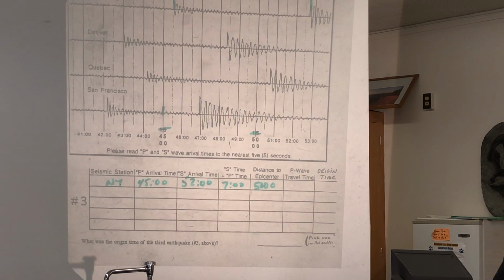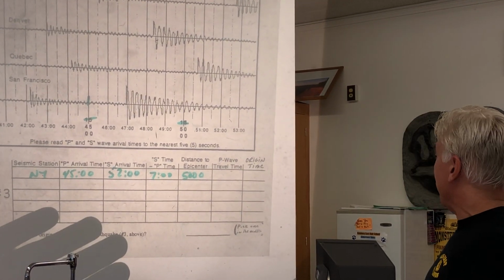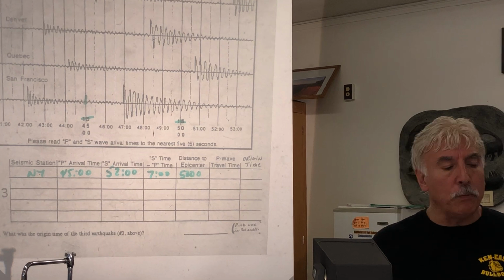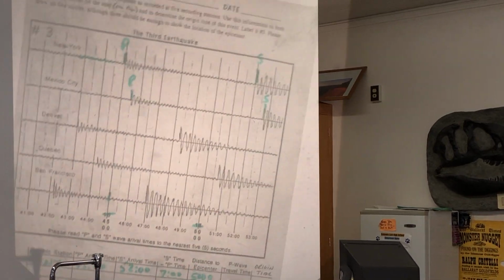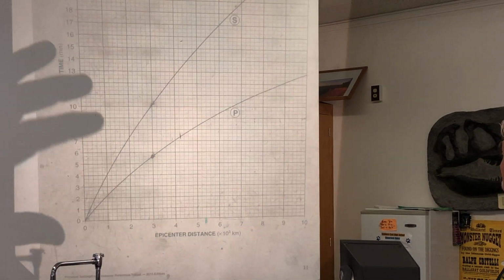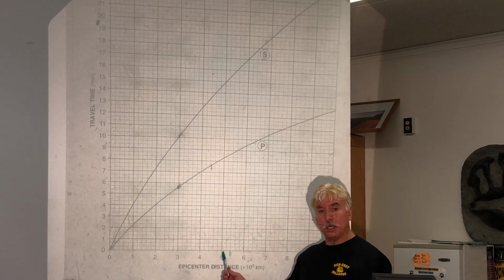Multiply that by 0.62, and it'll tell you how many miles. We don't have to know that. And now, how long does it take a P wave to go 5,000 kilometers? You could be asked this on the exam. How long does it take a P wave to go 5,000 kilometers? Let's see. All right, so we go up from 5,000 kilometers until we hit the P wave.